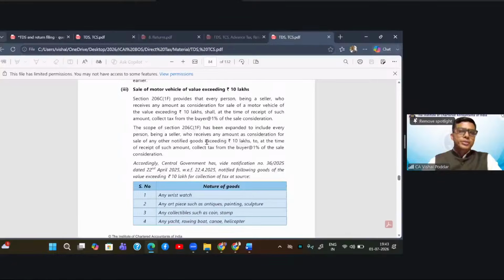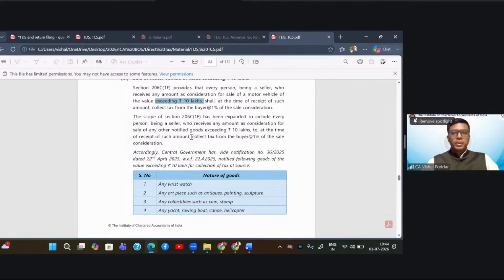What is applicable to us is firstly section 206C(1F), as rightly pointed out by many. It provides that every person being a seller who receives any amount as consideration for sale of a motor vehicle exceeding 10 lakhs. Interestingly, this is happening in both transactions. The dealer is purchasing cars from the manufacturer worth rupees 2 crores and each car exceeds 10 lakhs, so the 10 lakhs criterion is satisfied. Similarly, when the individual buyer is purchasing the car from the dealer, even in that transaction, the 10 lakhs criterion is satisfied. So the threshold is crossed in both transactions.